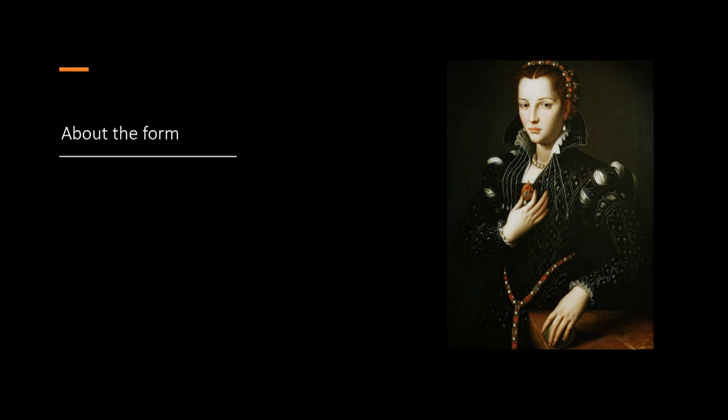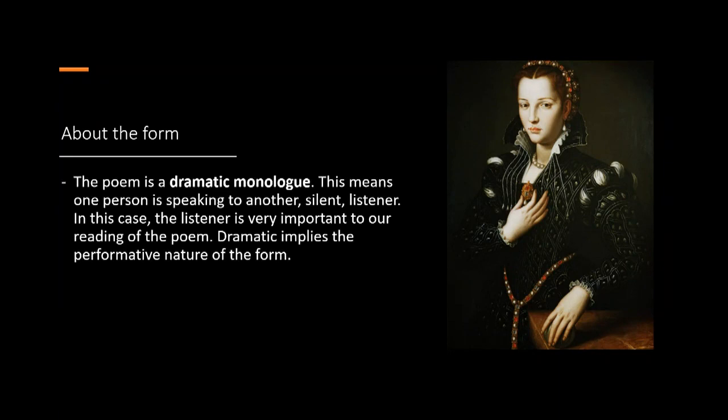A few things about form. So form is just a way of describing the way the poem is written, or any kind of genre characteristics or types that the poem inhabits. So you might have heard of the term dramatic monologue. So this poem is a dramatic monologue. Browning was the master of them. You should go and read some of his other poems. Porphyria's Lover, Laboratory, very famous, Fra Lippo Lippi, my favourite.